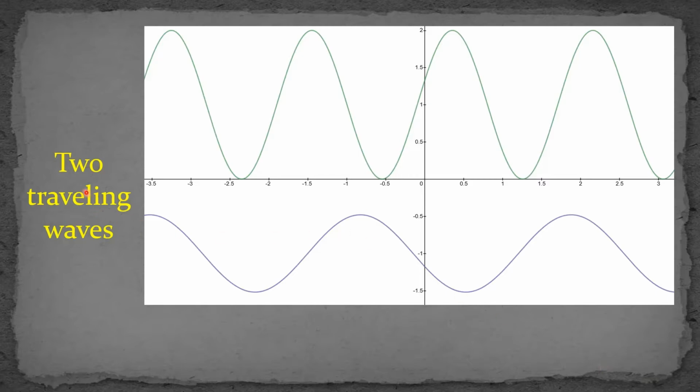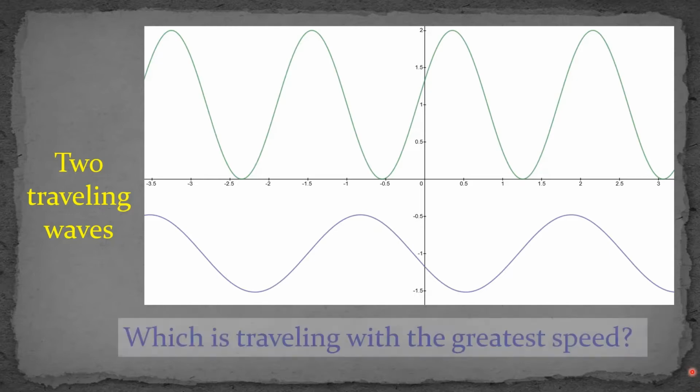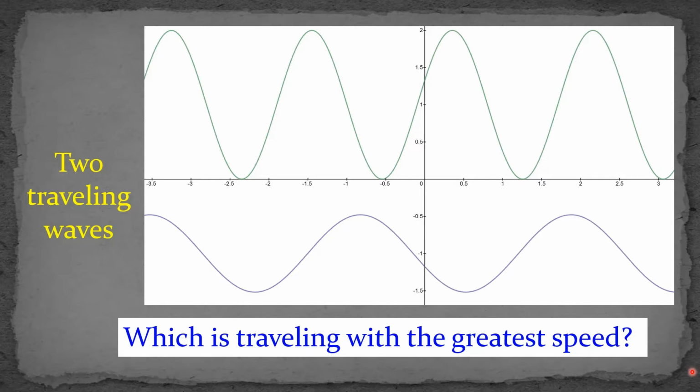So imagine that these are two traveling waves. Clearly they have different characteristics. I want you to try to answer this question. Which is traveling with the greatest speed? I'll give you a little bit of time to think about that.